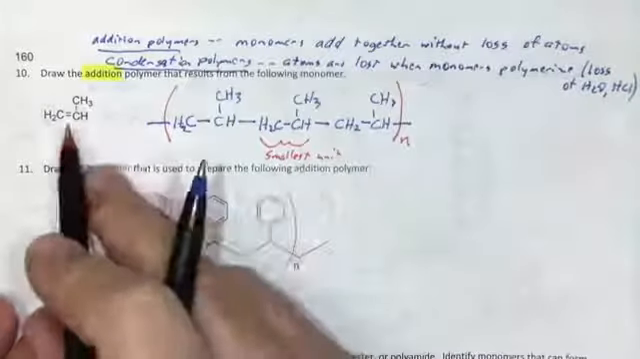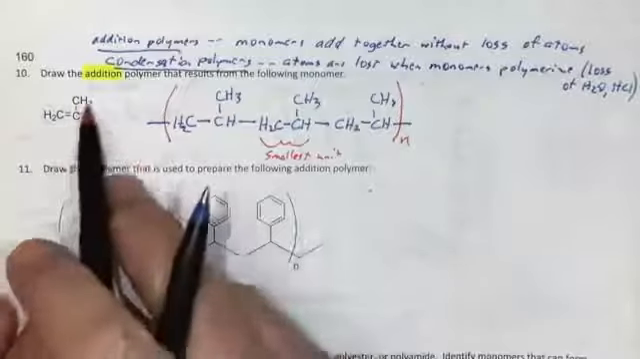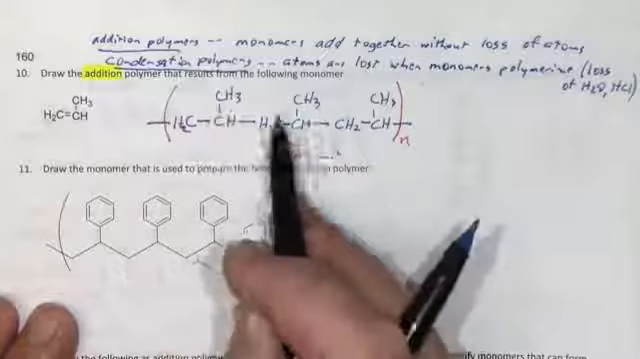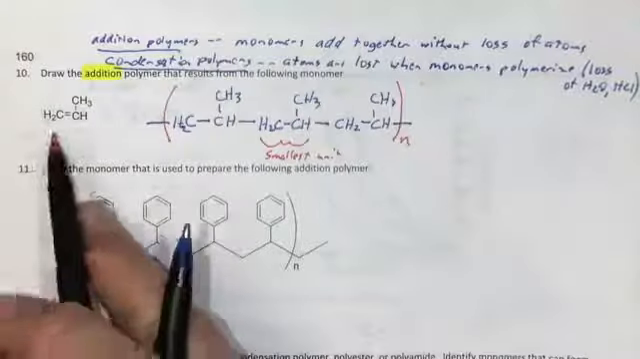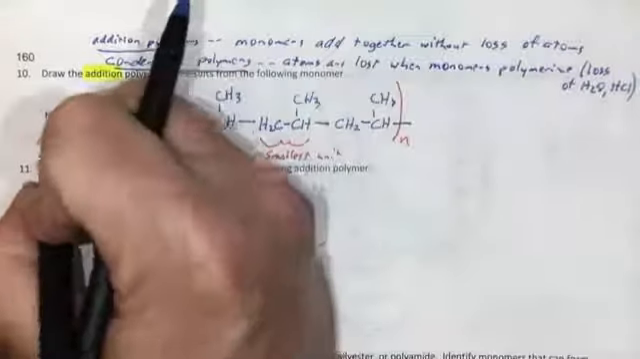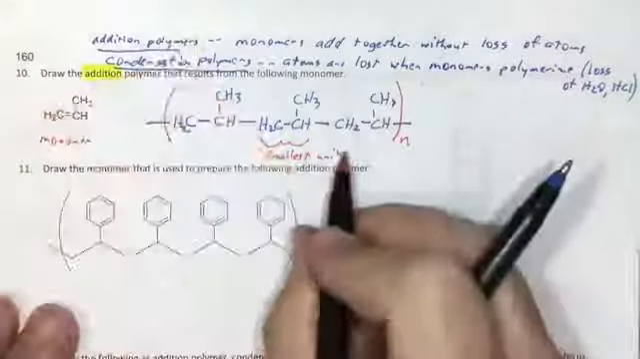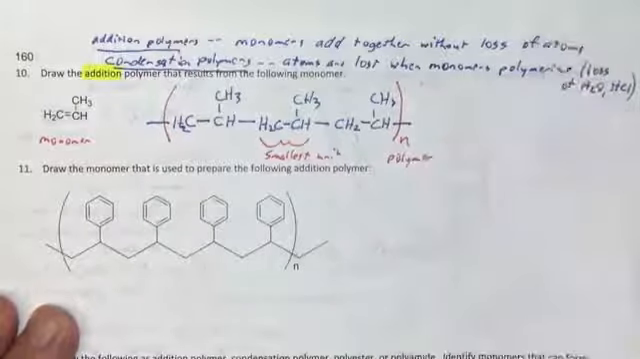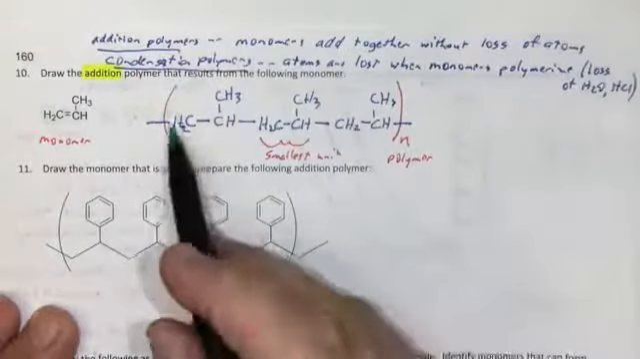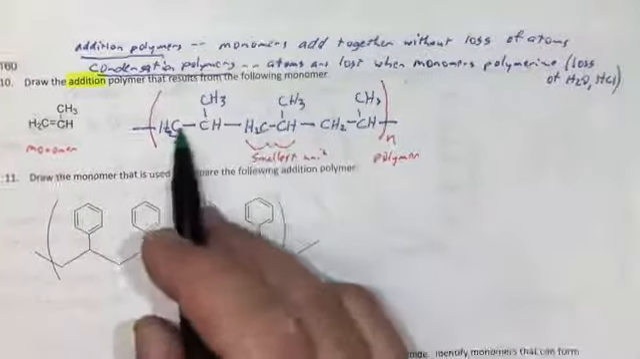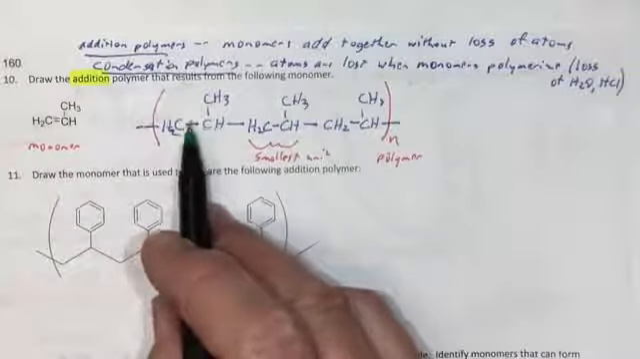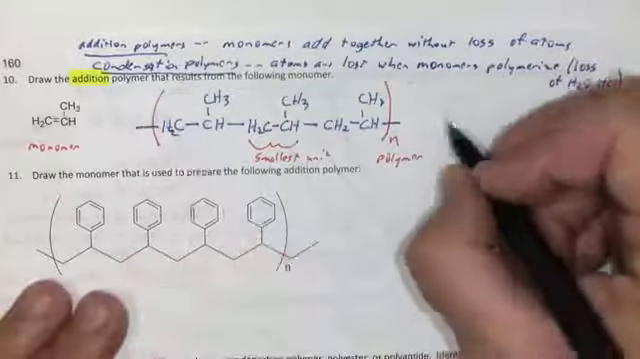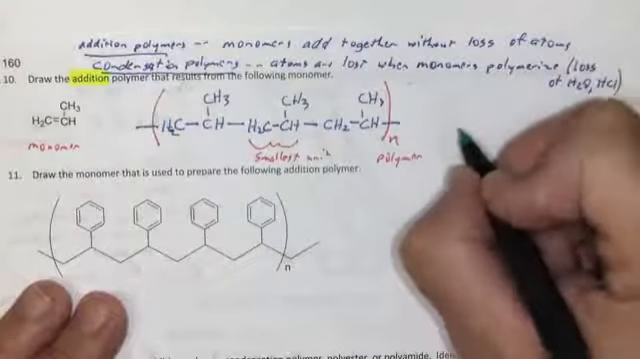It's an addition polymer. When I added these together, I didn't lose any hydrogens. I have the same number of hydrogens and the same number of carbons in each repeating unit that I had in the monomer. This is the monomer, and this is the polymer. We can draw this polymer using a line structure. All of these are carbon-carbon single bonds. When carbon has 4 single bonds, it is tetrahedral about the carbon with 109.5 degree bond angles. And the line structure sort of gives you that idea.